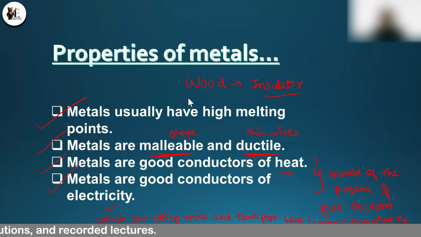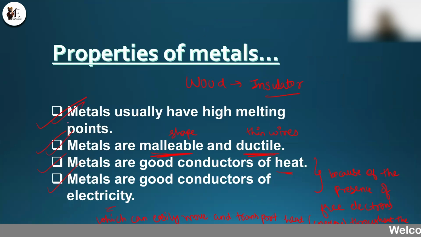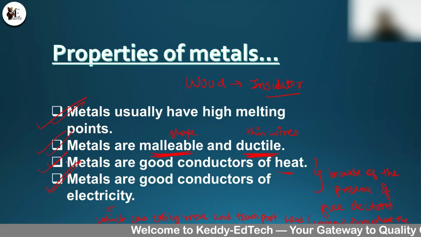Now, properties of metals. In properties of metals, you have to write down that metals have high melting point, they are malleable and ductile. Malleable means that they can be hammered into different shapes. Ductile means they can be beaten into thin wires. Metals are good conductors of heat and good conductors of electricity.